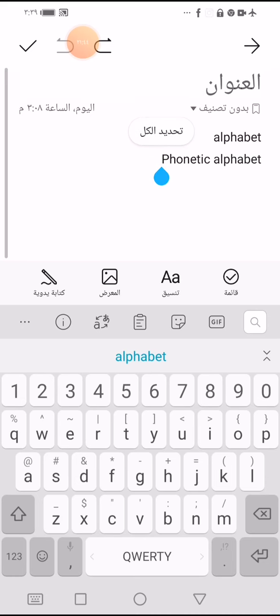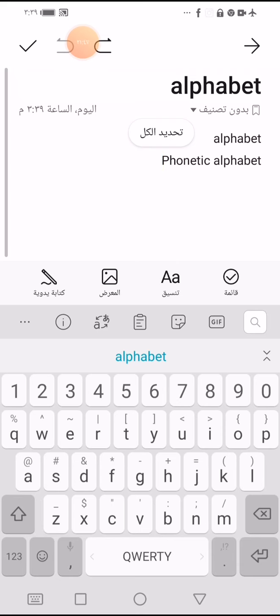So now, I want you to understand it better. When I say English alphabet, when I say Arabic alphabet, I mean the letters in that language. But when I say phonetic alphabet, see, there is the word phonetic before the word alphabet. The word alphabet is a noun. Phonetic here is an adjective. It describes the alphabet. So when I say phonetic alphabet, I mean the symbols that represent the sounds.